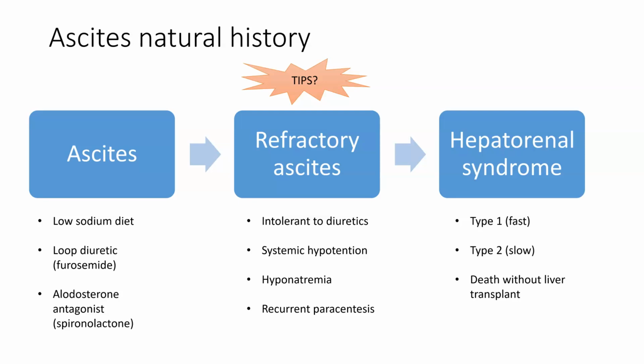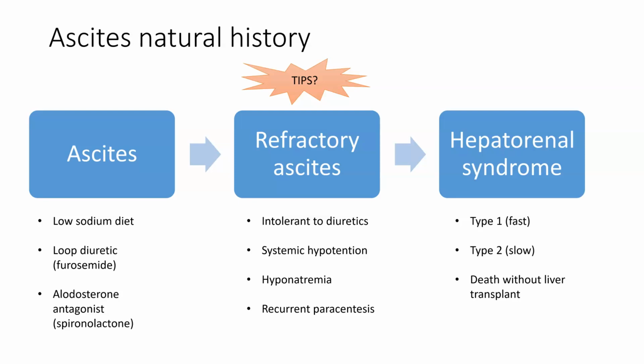However, eventually, as that systemic circulatory dysfunction begins to progress, the patients will ultimately become intolerant to diuretics, and this is a condition we call refractory ascites. In this one, we often have systemic hypotension. It's very common for our patients to be running systolic blood pressures in the 90s. You will often see hyponatremia with blood sodium levels dipping down into the 120s or sometimes even worse. And these folks will often require recurrent paracentesis.